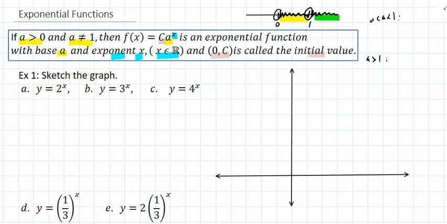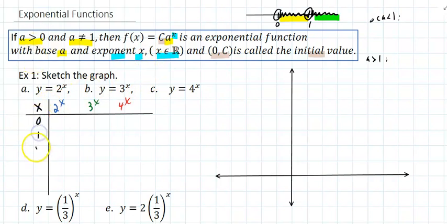Sketch the graph. We want to make a table. I want to put all of those on the same grid, so I'm going to extend the line this way. I'm not doing this 3 times. I'm going to make 2 to the x in blue, 3 to the x in green, and 4 to the x in red. And then I'll generalize what that means. I'm going to take x to be 0, 1, 2, 3, negative 1, negative 2.